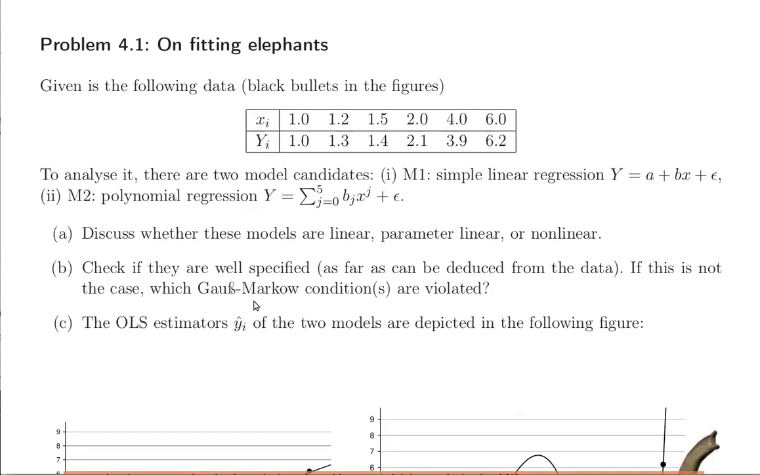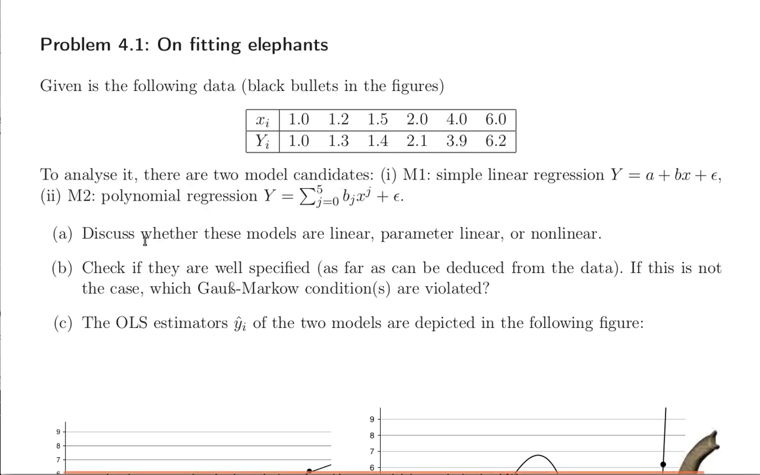So we come also to two models. We will discuss two models, two candidates. Model 1 is a simple linear regression, y equals a plus b x plus epsilon, and M2, model 2, is a polynomial regression of fifth order, which has 6 model parameters from beta 0 to beta 5: 0, 1, 2, 3, 4, 5, 6 variables.